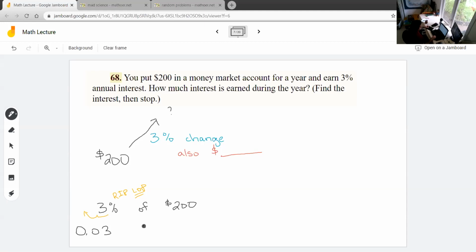So 0.03 times 200. 3% of 100 is 3, so this is going to be $6. So this is our answer here. Before I ask for questions, I'm going to move on to the next slide, and I will come back to this. So if you're not quite done copying, that's fine.